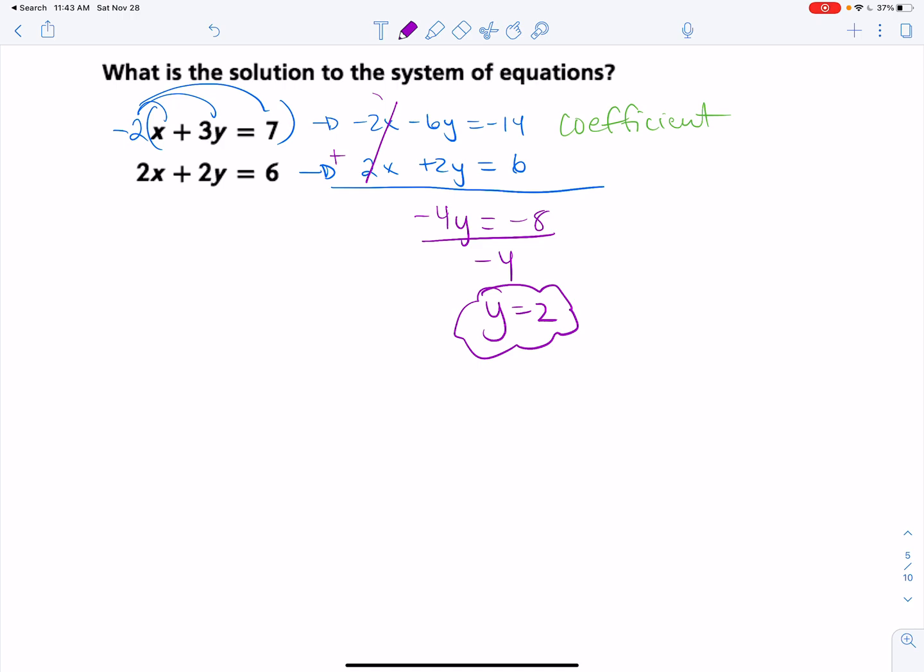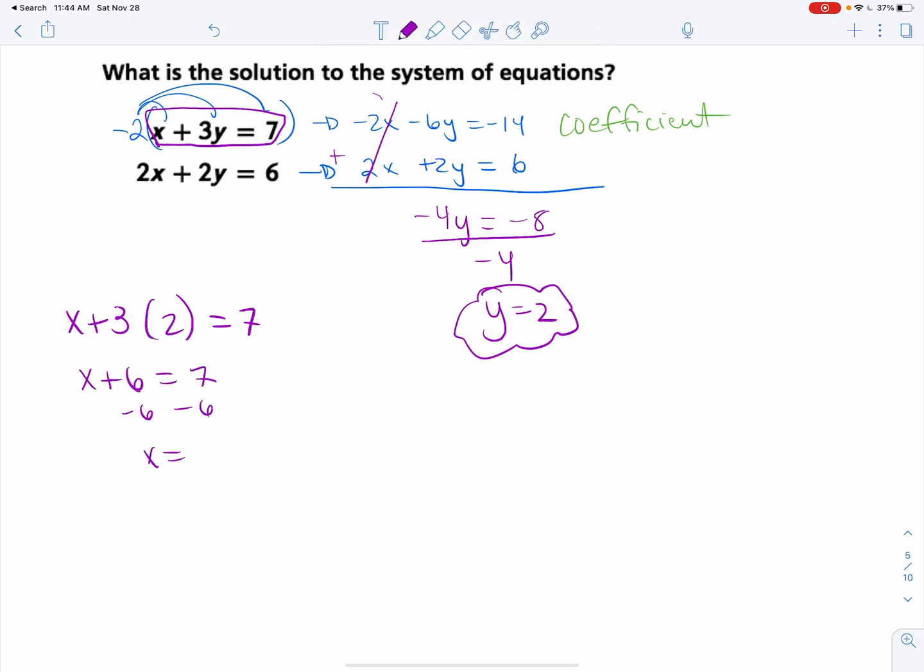Now, let's finish the problem. Let's go ahead and find x. So I'm going to pick this original equation. So x plus 3 times 2 equals 7. So I simply substituted in y. So x plus 6 is 7, minus 6. X is 1. So my coordinate pair, my solution to the system of equations is 1, 2.